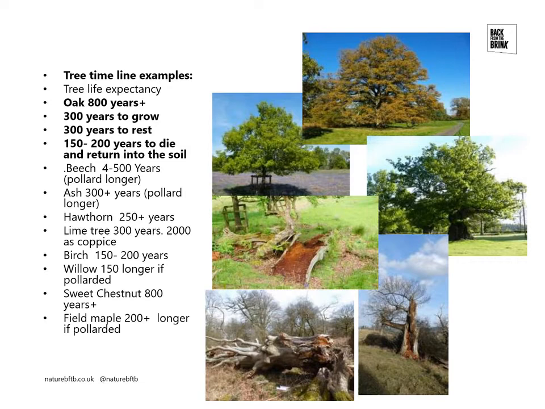At the other end of the scale there are birch trees and willow trees which have a different strategy, so don't live quite as long, but nevertheless still play an important part in decaying wood and habitat. Then the sweet chestnuts are 800 years old plus, and field maple can go on for many years, 200 years. And they're quite an important tree that we need to manage and include in our landscape.